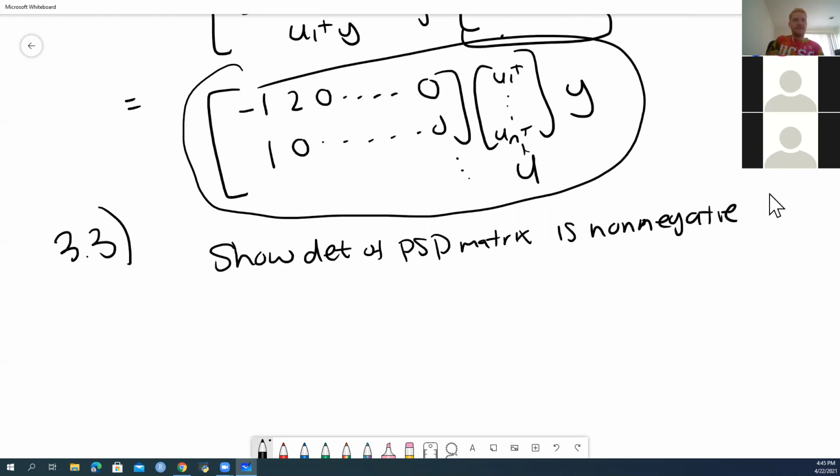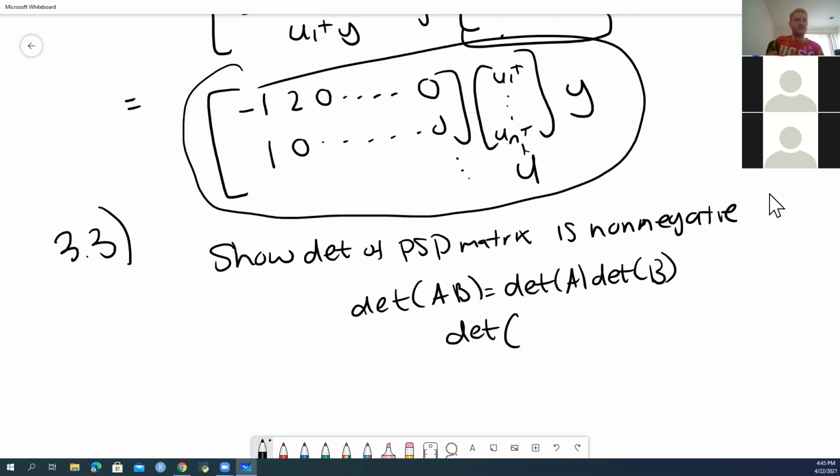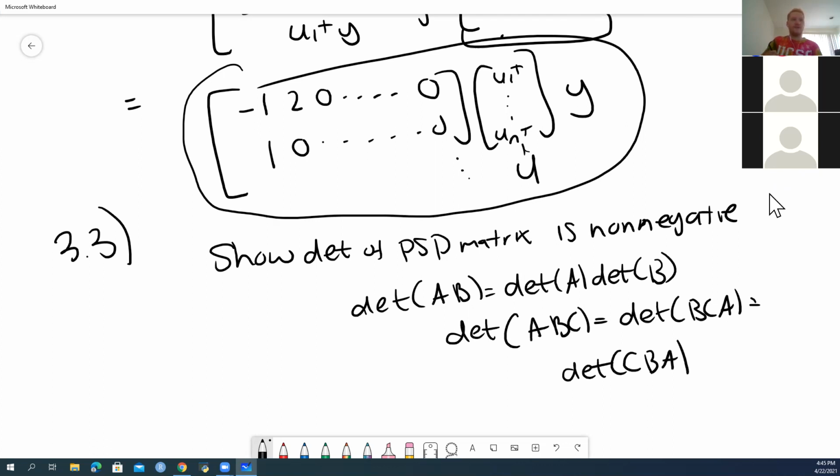The hint he gave is that the determinant of AB is equal to the determinant of A times the determinant of B. And also that you can cycle through them. So the determinant of ABC is equal to the determinant of BCA, which is equal to the determinant of CAB. What he's doing here is you can't just rearrange them any way. It's like a conveyor belt, so this C can come to the front.